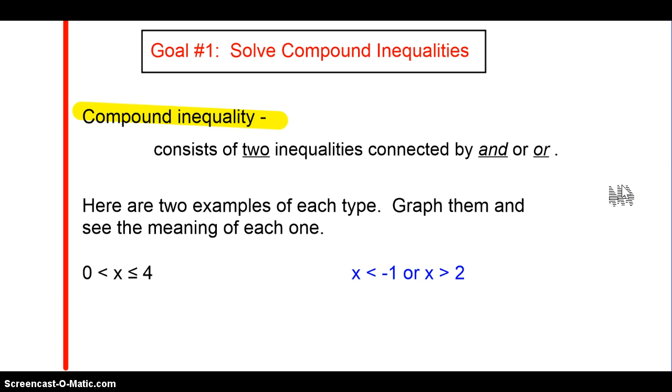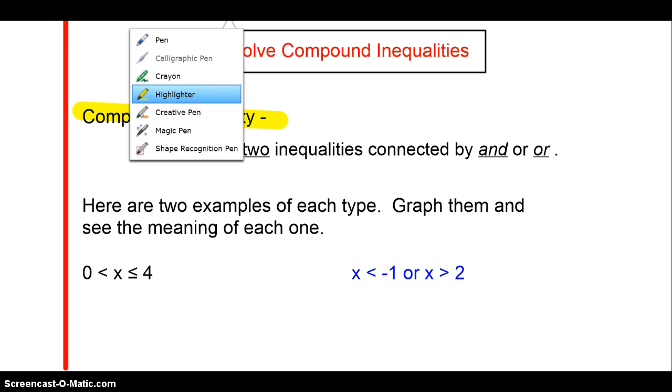And when you have and, your picture will look one way, and when you have or, it will look a different way. So here are two examples of each. Graph them and see the meaning of each one. So I would like you to write this in there. 0 is less than x, which is less than or equal to 4. Actually write that into your notebook. And we're going to graph it.